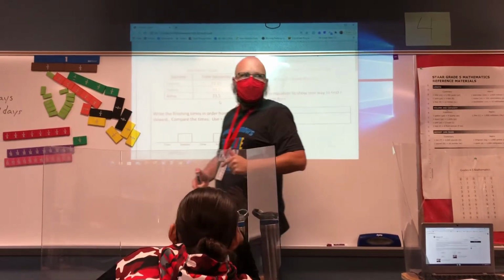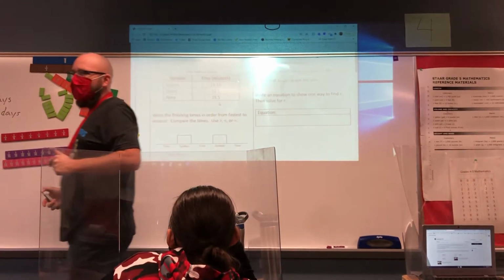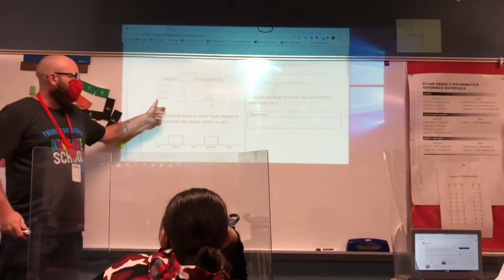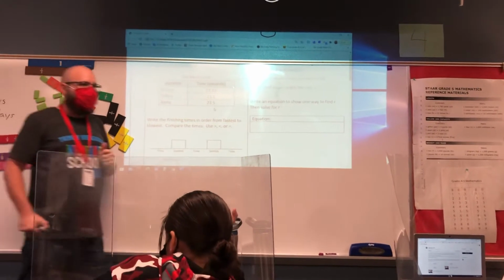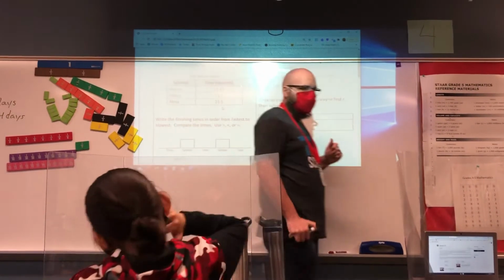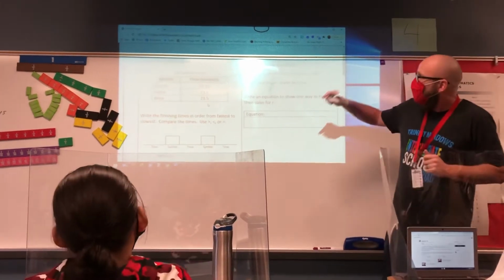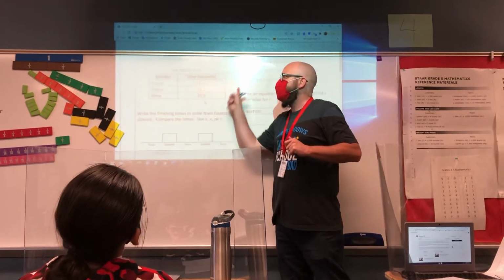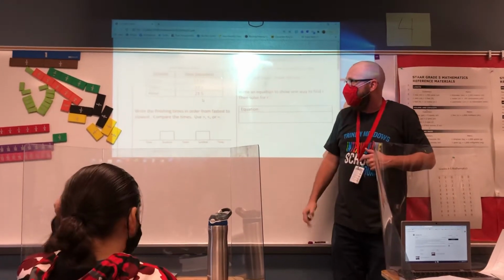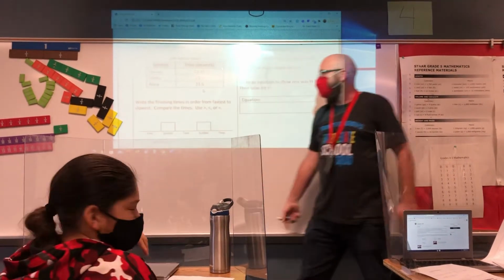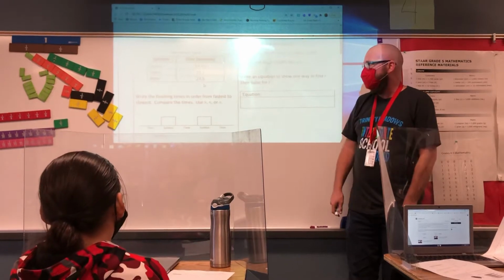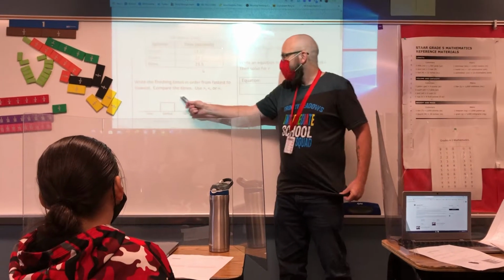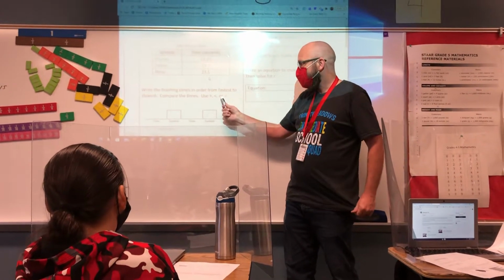Ladies and gentlemen, boys and girls, children of all ages, you received this paper back. Now this one up on the board is a little more difficult to read, so I will probably be reading it with you. But the first question, these are the finishing times in a race. Write the finishing times in order from fastest to slowest. Compare the times using these symbols.